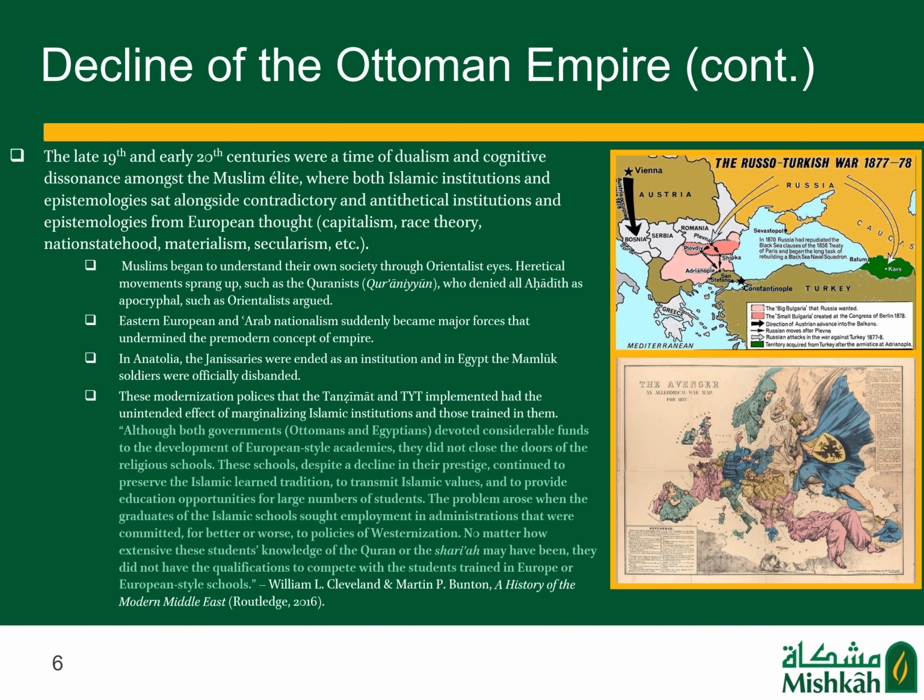Muslims began to understand their own society through Orientalist eyes. Heretical movements sprang up based off Orientalism, such as the Quranists, or Quraniyun, who denied all ahadith as apocryphal, as Orientalists argued, most notably Ignaz Goldziher. Eastern European and Arab nationalism suddenly became major forces that undermined the pre-modern concept of empire. The empire was the natural way of states since the Sassanids and Byzantines, and even before that. Empire was the system of government that the Mongols used, the system that the Mughals, Safavids, and Ottomans understood. It was the system of government of the Umayyads, of the Abbasids, and all that came later until now.